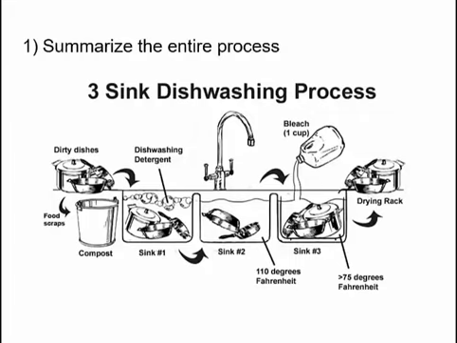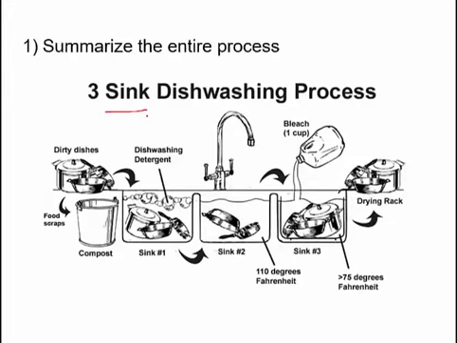First of all, let's focus on how to summarize the entire process. Here we've got a sample image that is like one that you would find in Task 1 for your diagram question. And we've got up at the top here a label. So this is a 3-sink dishwashing process. Okay, how to wash dishes with 3 sinks. I suppose this is something you would find maybe in a professional restaurant or something like that as a way of making sure the dishes are very clean.